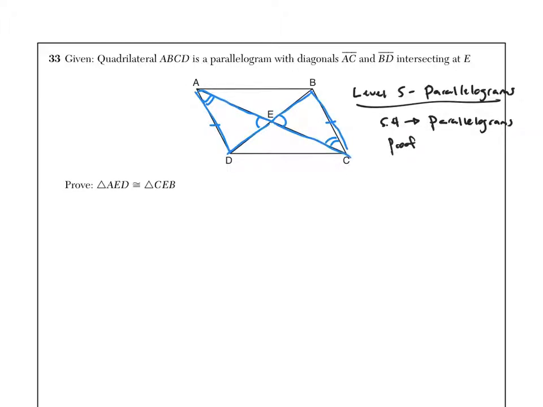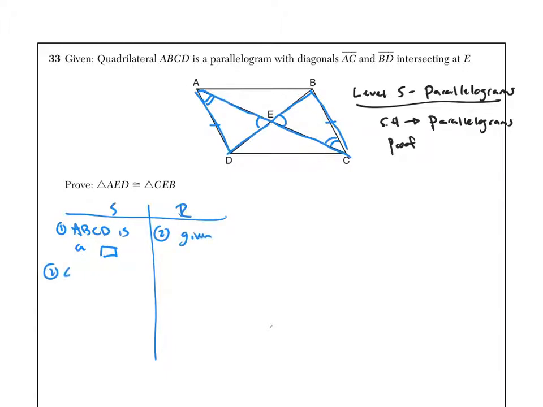So we have statements and reasons. 1, ABCD is a parallelogram, and I know that because it's a given. 2, I know angle AED is congruent to angle BEC, and that's because vertical angles are congruent.